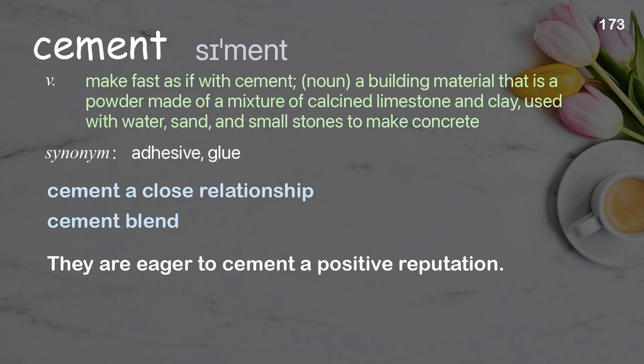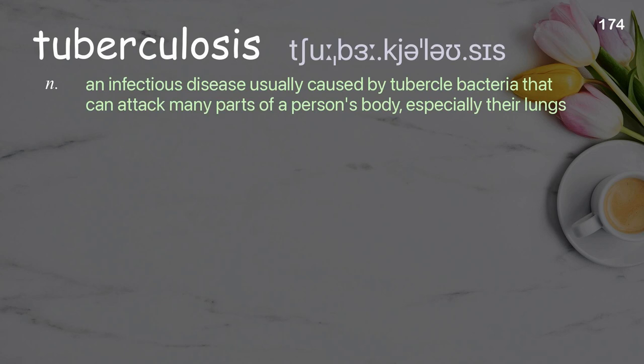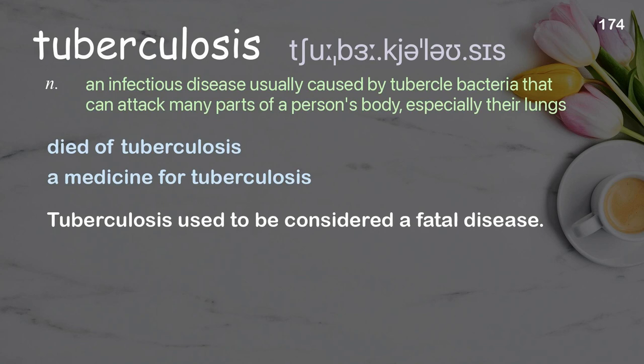Tuberculosis. An infectious disease usually caused by tubercle bacteria that can attack many parts of a person's body, especially their lungs. Examples: died of tuberculosis, a medicine for tuberculosis. Tuberculosis used to be considered a fatal disease.